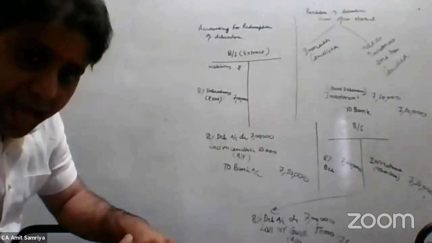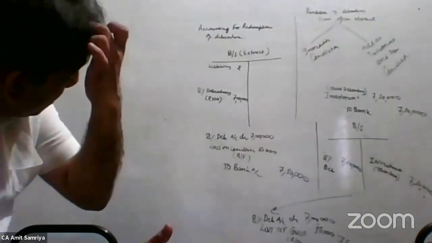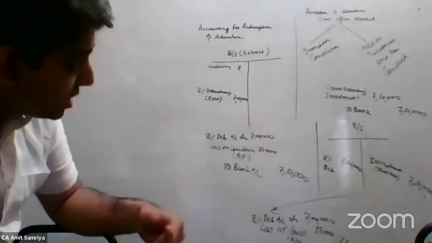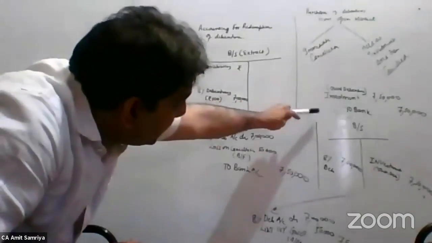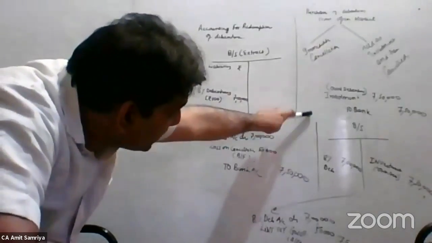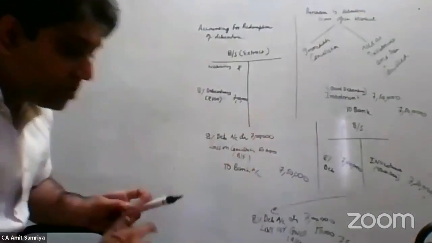Now you may have a doubt, you may have some question regarding this. Sir, what about the interest? Suppose investments are purchased on 1st January and cancelled on 31st March. So what about 3 months interest?